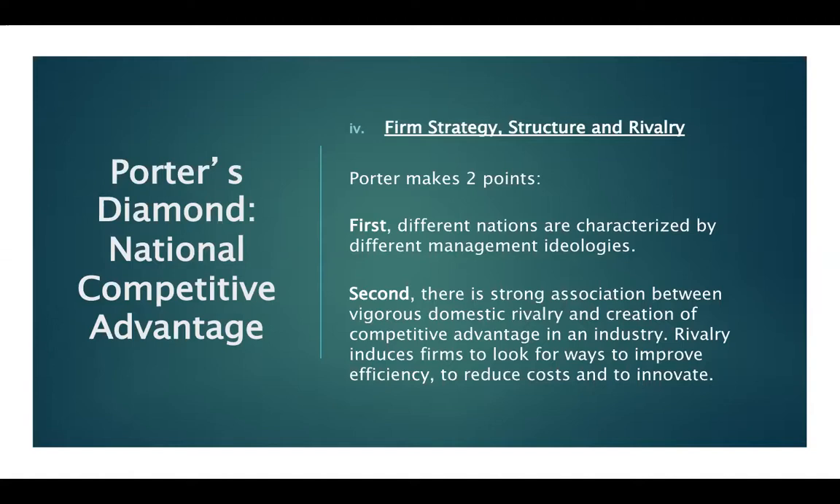For example, there is rivalry. Look at the cellular phone providers in Puerto Rico. We have AT&T, we have T-Mobile, we have Claro, maybe one more. I don't know whether there is another one. So there is a rivalry. You tell me how many companies offer cellular connection in Puerto Rico.